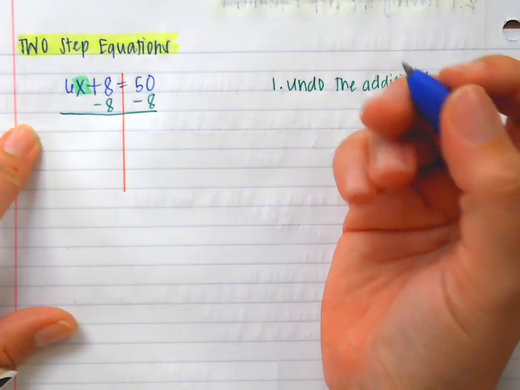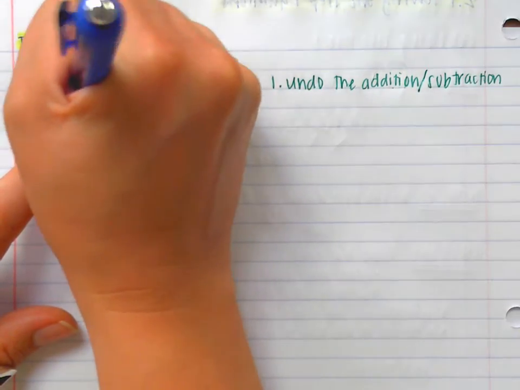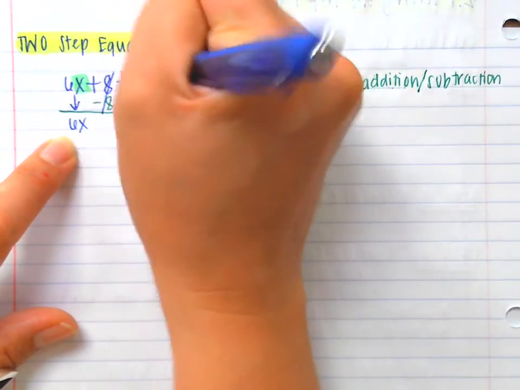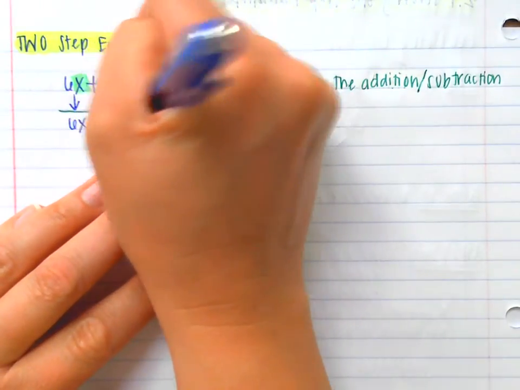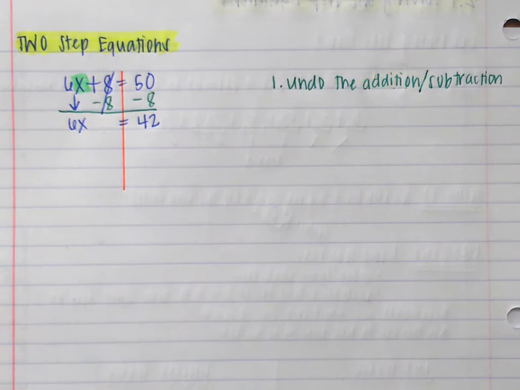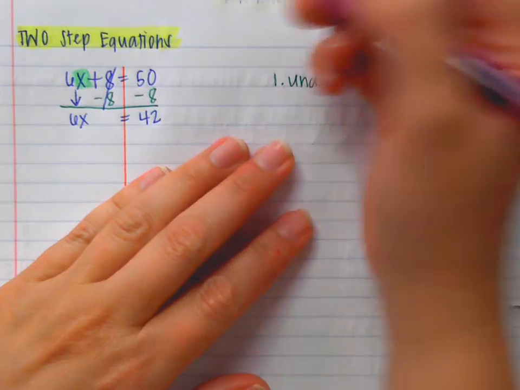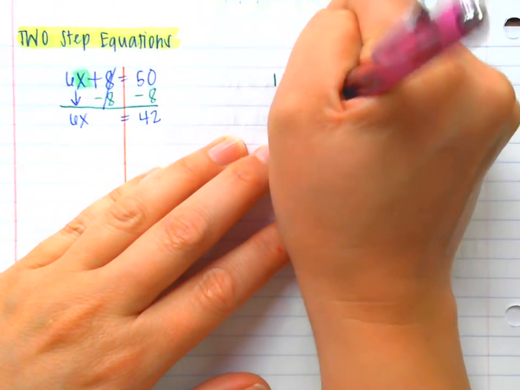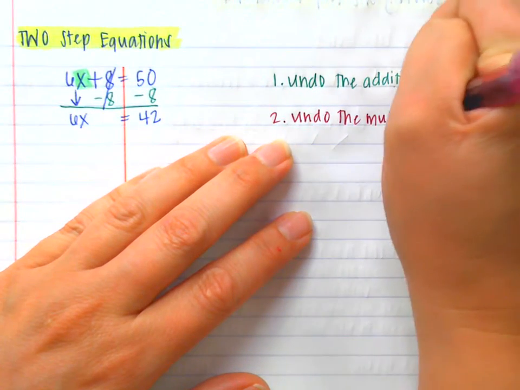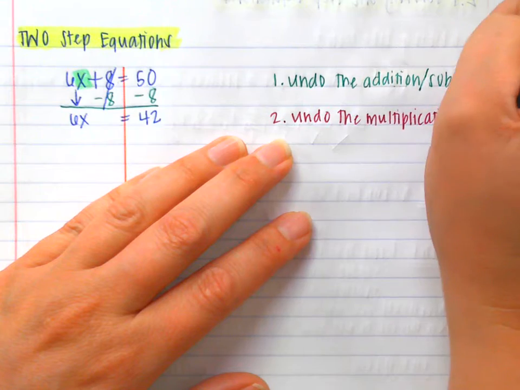And then we'll write our new equation. So 6x, I'm just going to bring that down. 8 minus 8 is 0. And now 50 minus 8 is 42. So now that I undid any addition or subtraction, my next step is to undo the multiplication or division. So let's do that next.